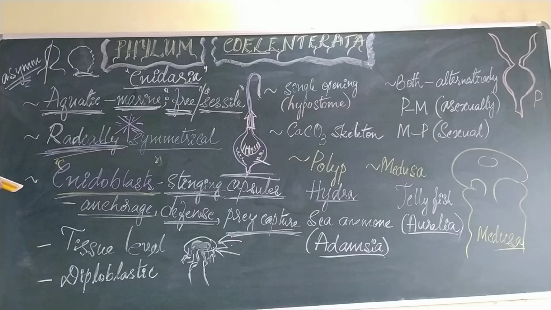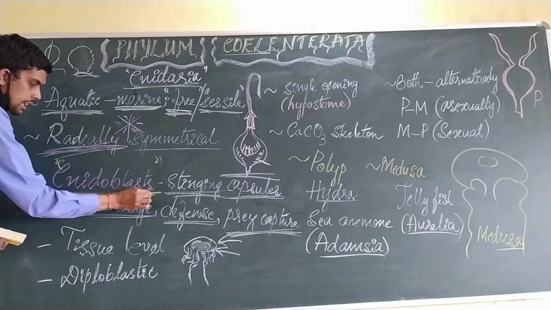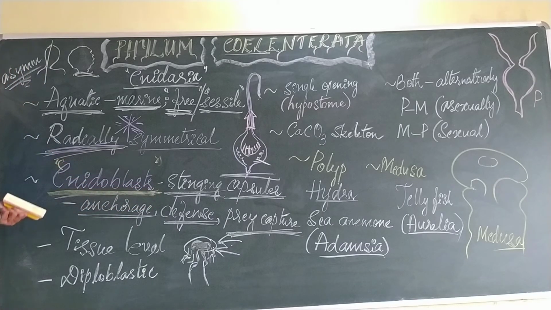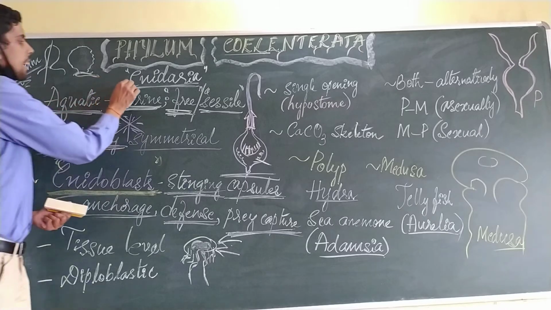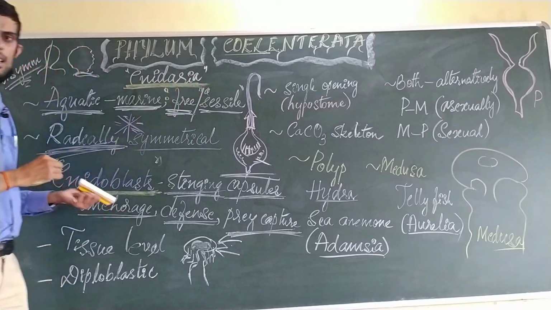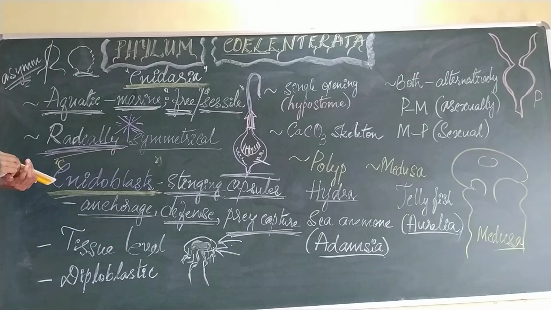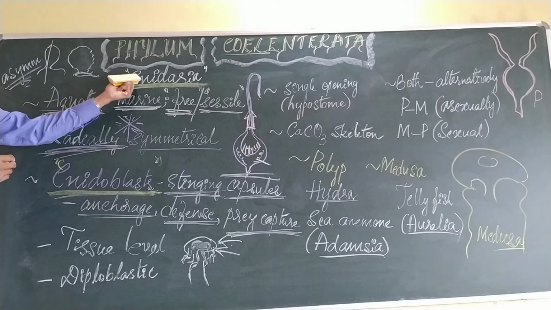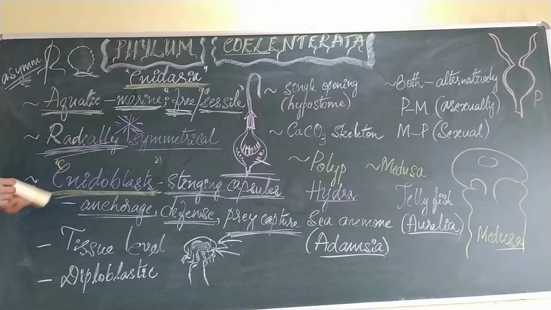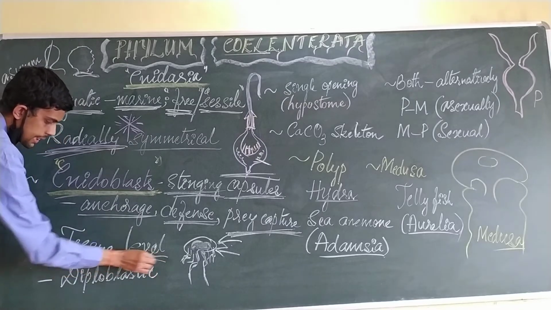That is a special type of cells which is characteristically found in Coelenterata. Hence, they are also called the Cnidaria group. Got the point now? That is Coelenterata or Cnidaria. Here, when we speak about the organization of the body, we have the tissue level of organization.